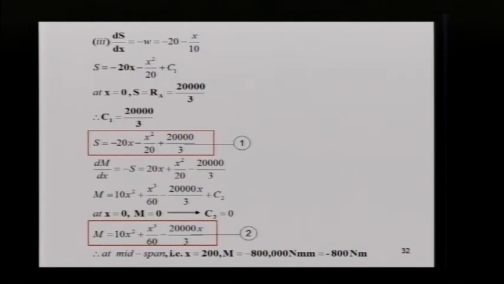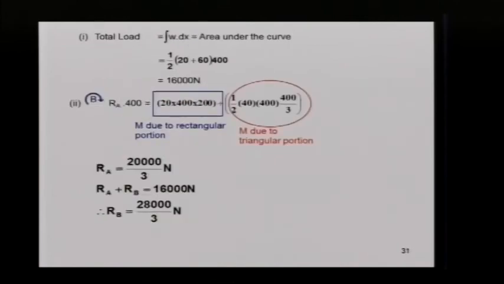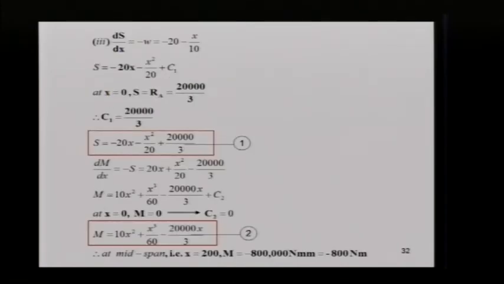So ds by dx equals minus w. That we know from the rule, right? So now w we have found already, 20 plus 1 over 10x. So we just put minus 20 minus x upon 10, and we can get that expression.